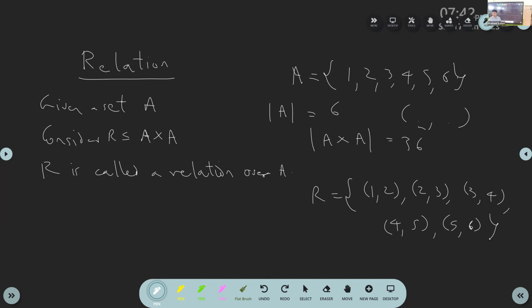And what do you think this relation is? Right? The second element is the consecutive one after the first element. That is the relation over here. So anything in the world you can imagine using a relation this way.